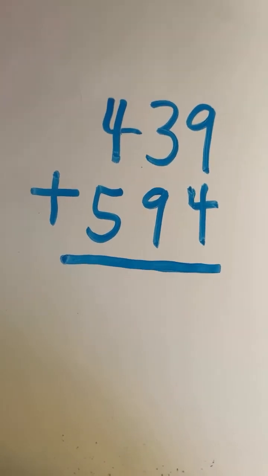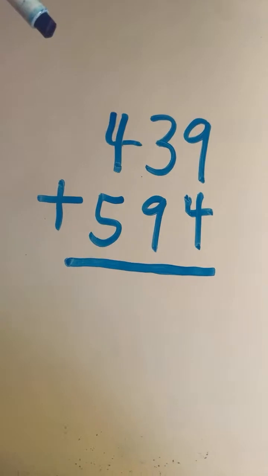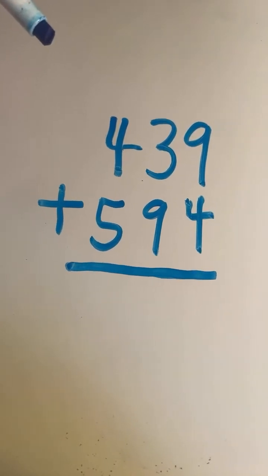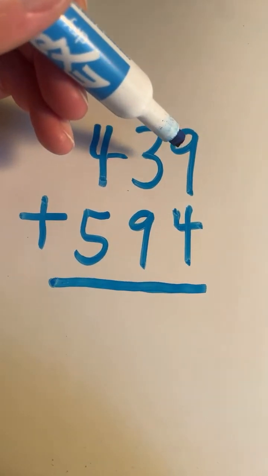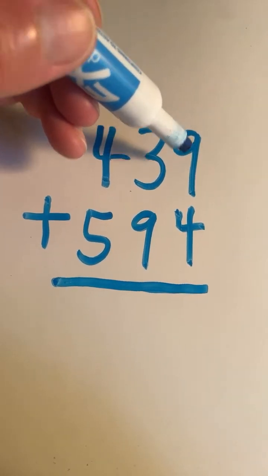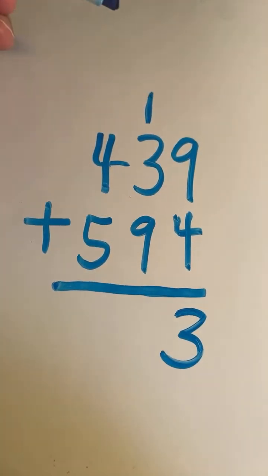All right, so starting in the ones place, 9 plus 4 equals 13. So anytime our sum is more than 10, we have to regroup. So the 3 in 13 goes in the ones place. The 1 in 13 gets carried over to the tens place.